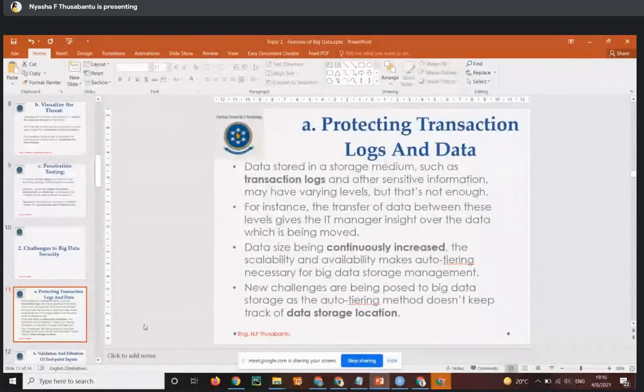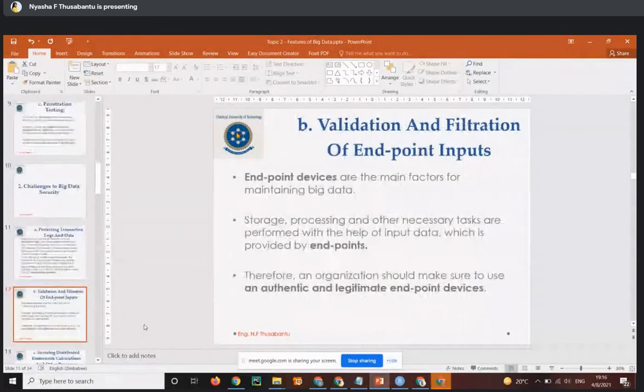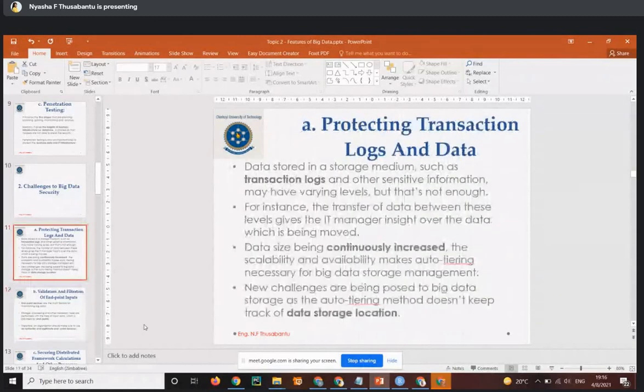Challenges of big data security. Number 1, we don't know how to protect the transaction logs. It's because the size of the data increases continuously, and you need to protect those logs without doing away with the fact that you need to be able to analyze the logs at the same time.